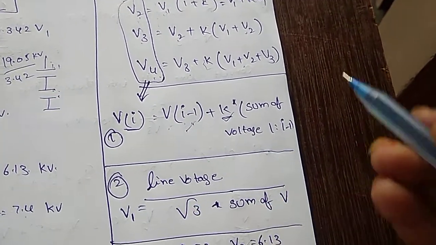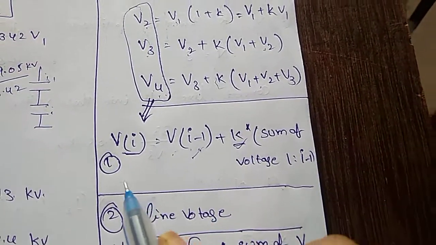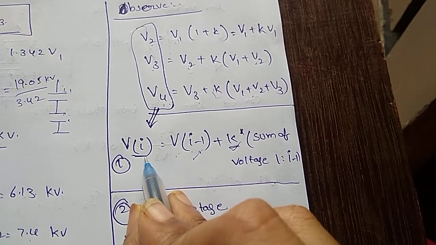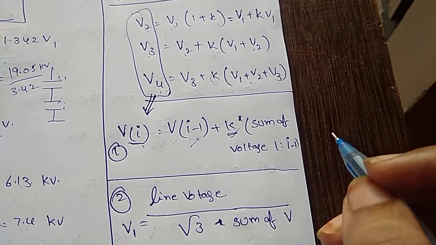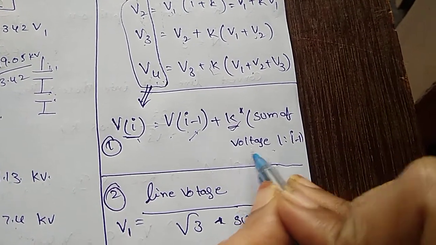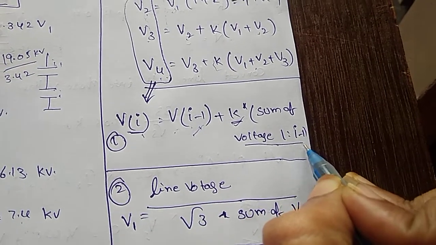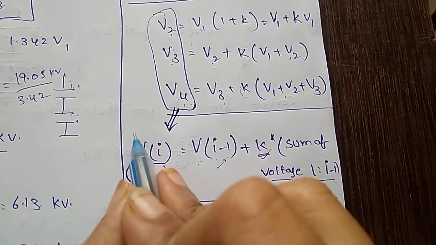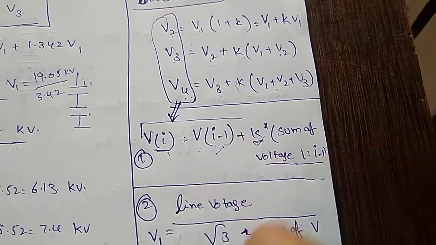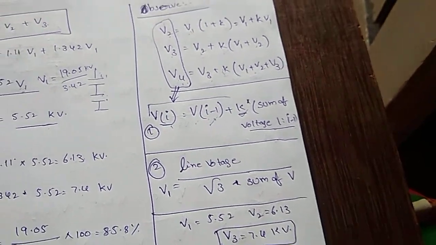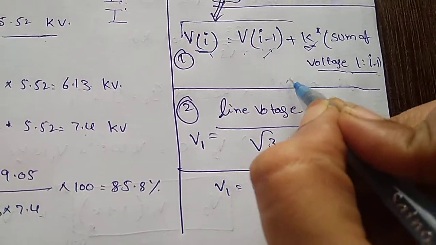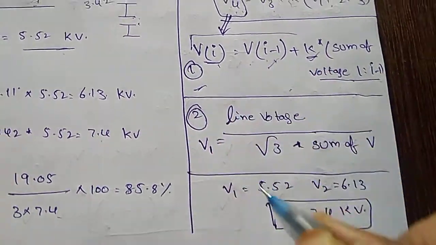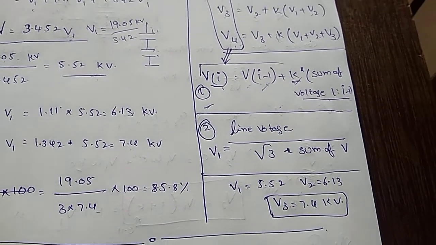So whatever the I value you are assuming, before that, up to I minus 1, you have to add all the voltages. This gives the voltage across a particular disc. If you are clear about this point, the remaining things are very simple.